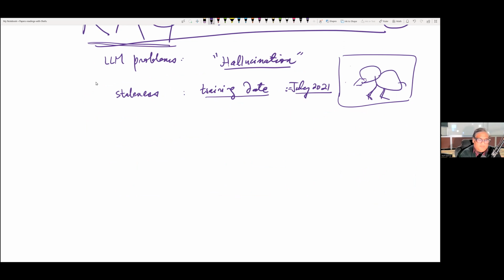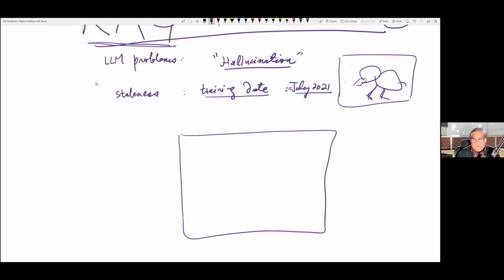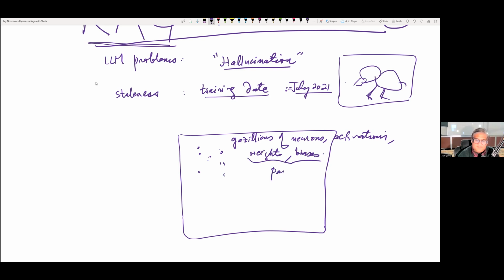So an LLM is a giant box, right? One physical way of remembering it is that it has, and obviously I'm not drawing it right, gazillions of neurons, activations, weights, biases, which we'll call parameters.